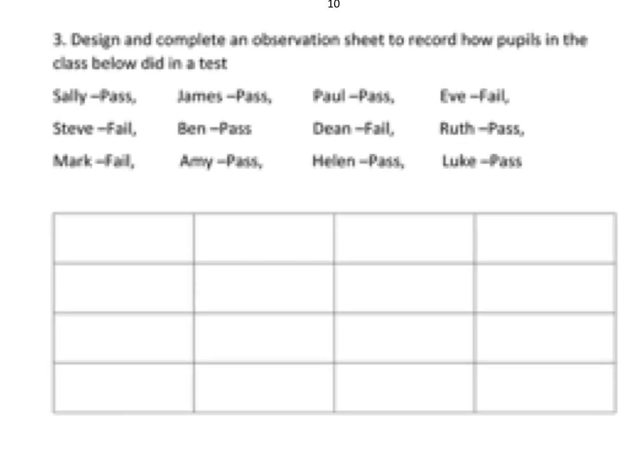Finally then, we're going to design and complete an observation sheet to record how pupils in the class did in a test, or a two-way table will do that. Suppose you need to see what are the actual things we're looking at recording. I can see names, and I can see if they pass or fail. So pass and fail is an obvious one. Put pass here, fail here. Now I suppose that'll be a total.